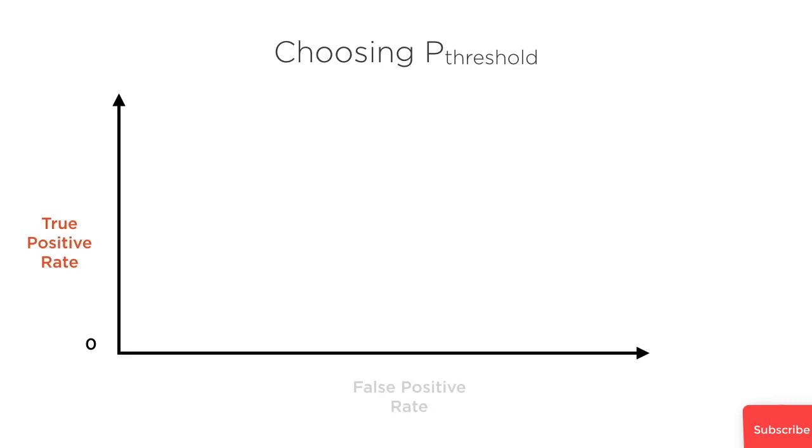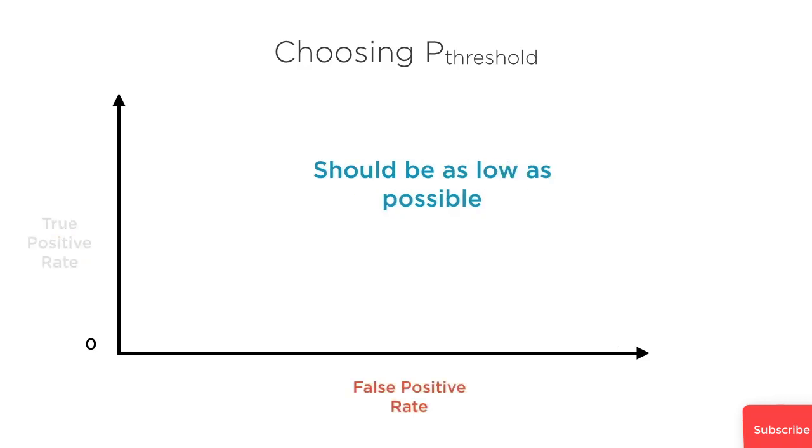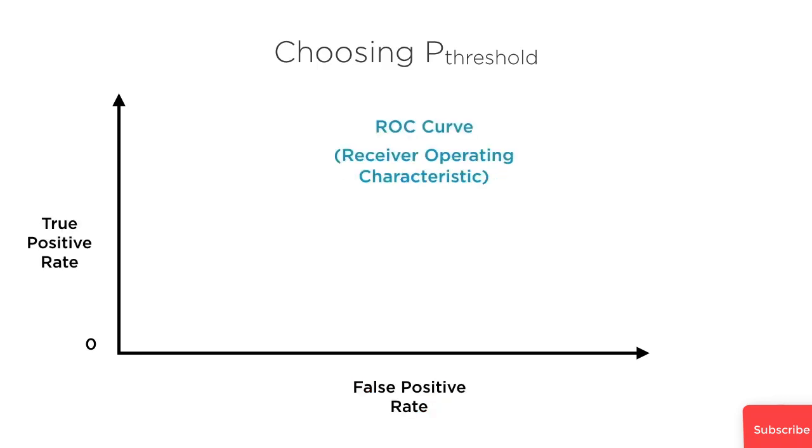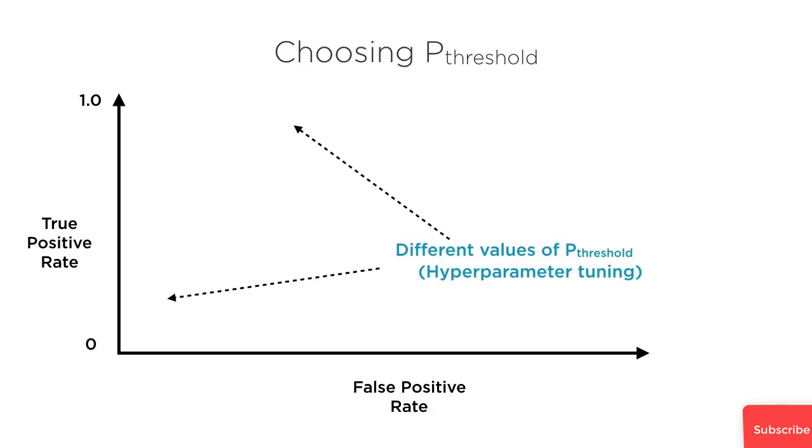For a good classification model, we want the true positive rate to be as high as possible. That's pretty obvious. In addition, we want the false positive rate to be as low as possible. Once again, pretty obvious. This curve that we'll draw here, true positive rate versus false positive rate, is the ROC curve, or the receiver operating characteristic. So how do we get this curve, and how will that help us determine the right value of P threshold? Well, for different values of P threshold, plot the true positive rate versus the false positive rate.